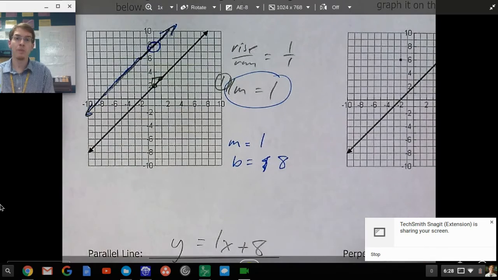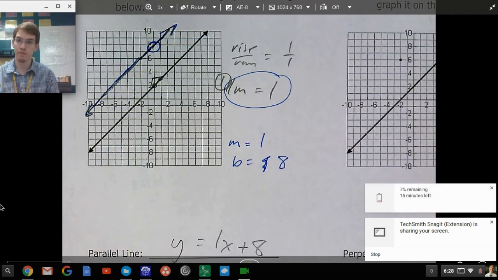Now, if you want to make sure you know this really well, do this the other way. Do this with the point slope. I guarantee you'll come up with the same answer. But that's a good way to know that you've got your skills down.